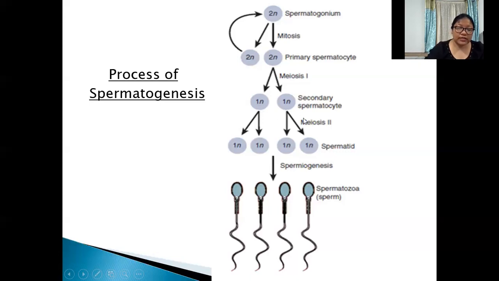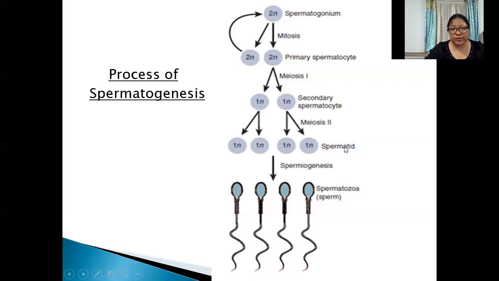Now these secondary spermatocytes will further undergo meiosis 2, and it will produce a total of 4 spermatids. These are the 4 spermatids, 1, 2, 3, and 4. After it underwent meiosis 2, the secondary spermatocytes have produced the spermatids, and 4 spermatids are produced. So this is the first event of the process of spermatogenesis.